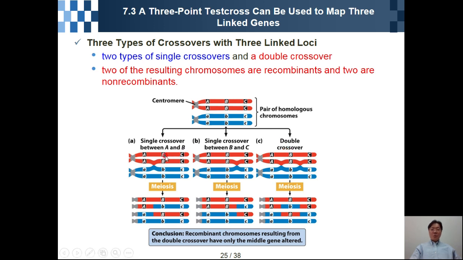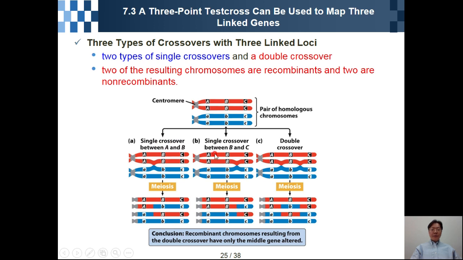So in each case, when the single crossover happens between A and B, one gamete will have the non-recombinant large A, large B, large C, and the other also has a non-recombinant small a, small b, and small c. But the other two will have recombinant gametes: large A, small b, small c, and small a, large b, large c. So this is when a single crossover happens between A and B, the gametes will be like this.